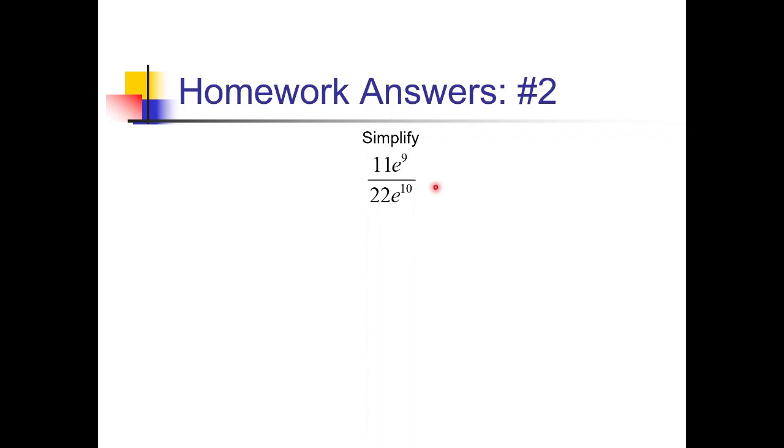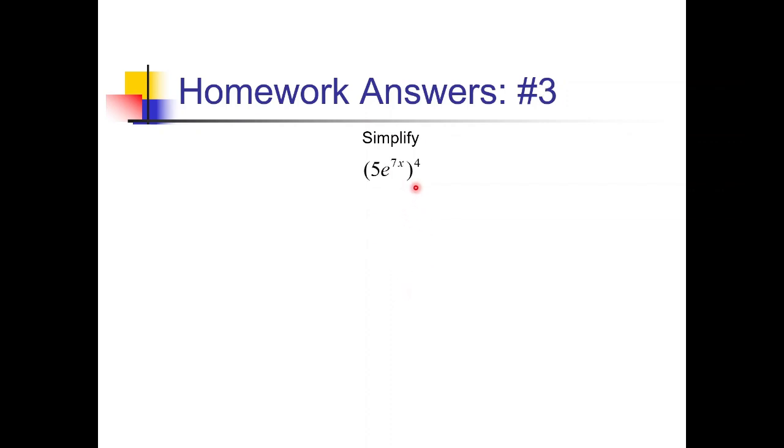To simplify this expression, we're going to have to subtract some exponents. So 11 over 22 is going to be 1 over 2. And then this is going to be 9 minus 10 for the exponent, so negative 1. And if we wanted to, we could move that into the denominator and call this 1 over 2e to the positive 1, or just 1 over 2e.